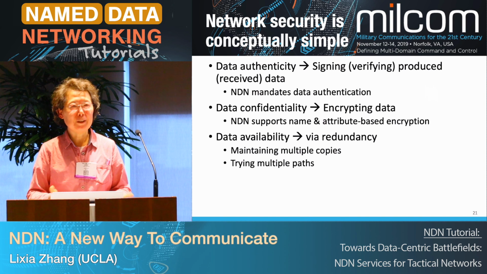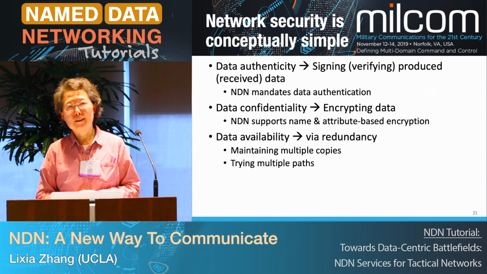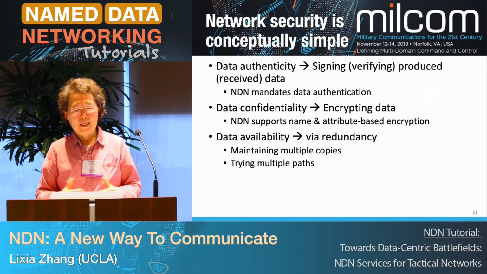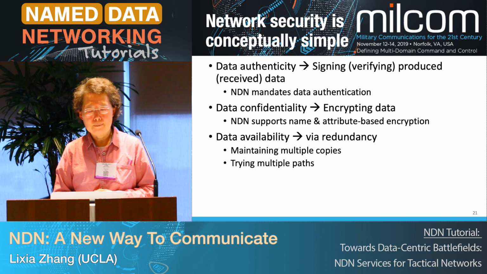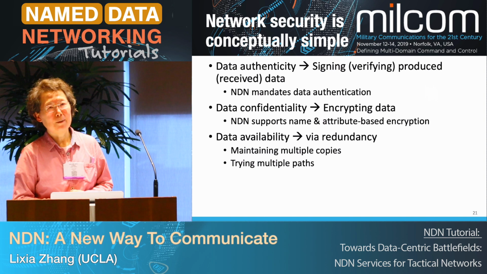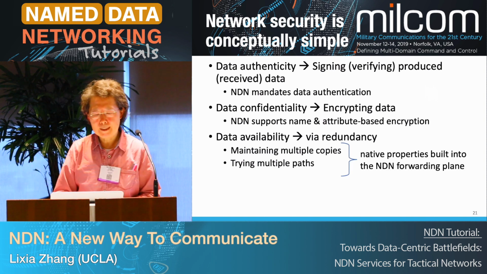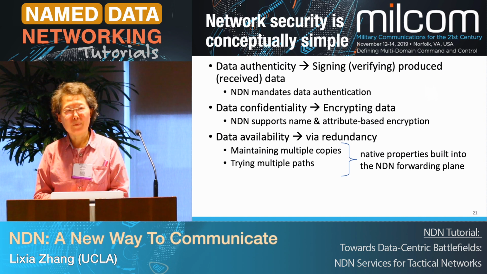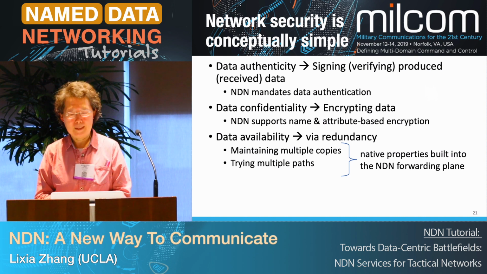Conceptually, you need data authenticity. Well, crypto people told us you can sign the data. You need confidentiality, so the data is encrypted. And you need availability. Well, redundancy saves the day. You can make multiple copies. You can deliver the data through multiple paths. For availability, I just want to repeat one more time: all of this is actually built into the protocol.